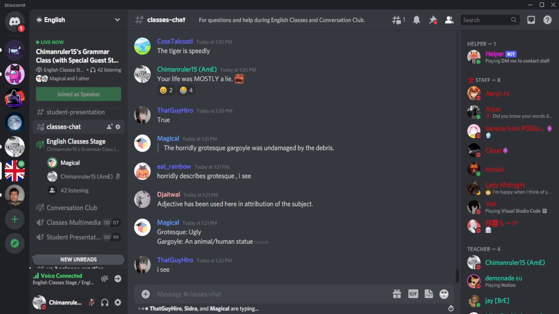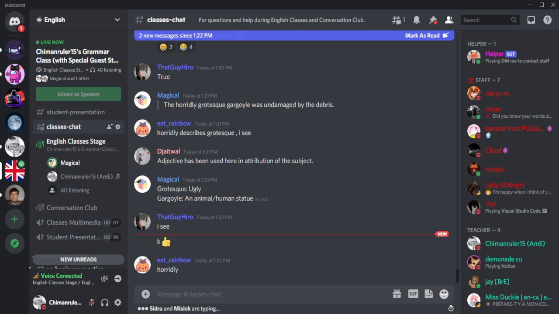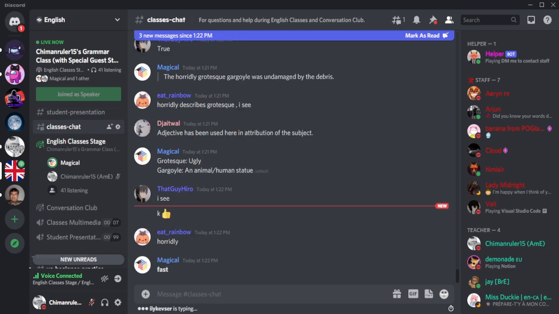In here, our adverb is, well, find the adverb. I'm not going to say it, and I guess it is going to be easy. Yes, horridly is an adverb, and we found it because it ends in ly. Most adverbs end in ly, but some of them, such as fast, do not end in ly. Sometimes hard also does not end in ly.